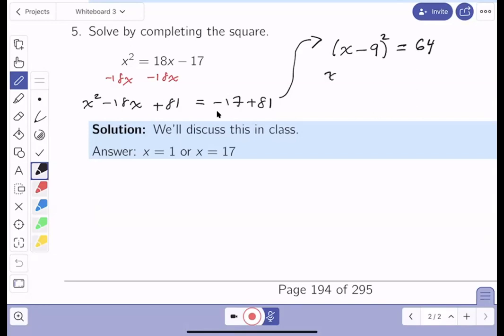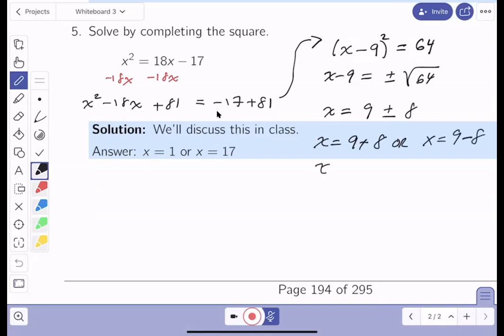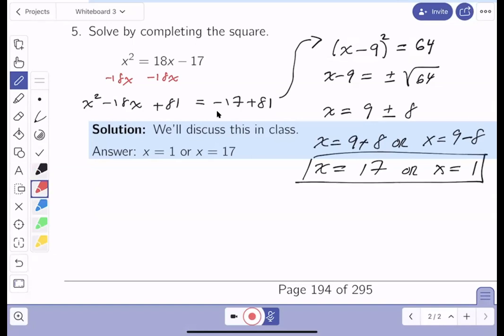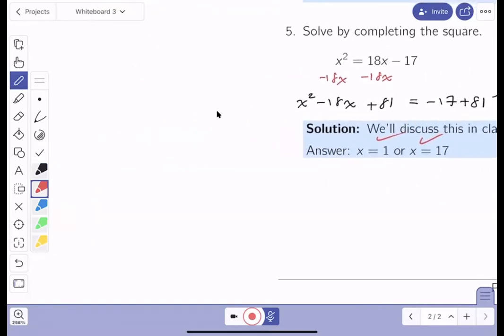Square root rule. x minus 9 equals plus or minus the square root of 64. x equals 9, I'm adding 9 to both sides, plus or minus. Well, what's the square root of 64? It's 8. Let me write this down. x equals 9 plus 8, or x equals 9 minus 8. What does that give you? x equals 17, or x equals 1. Let's look at the key, see if we got the same answer. Got the same answer.